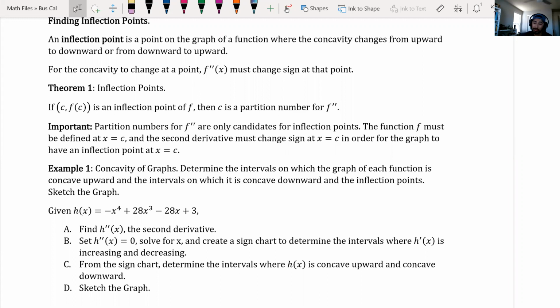No questions. Okay. So example 1, we want to find the intervals where we are concave up and concave down, and we want to find out if our inflection points are actual inflection points. So given this function, h of x equals negative x to the fourth plus 28x cubed minus 28x plus 3, what we're going to do is find the second derivative.